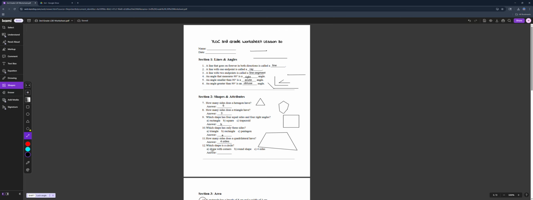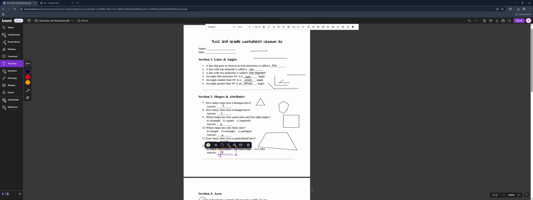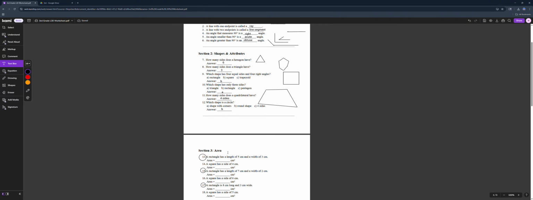And then number 12, which shape is a circle? It will just be a round shape, because a shape with corners means it's probably going to be a square or a rectangle, with 4 sides. Circles don't have sides. So a round shape would best fit the description of a circle.